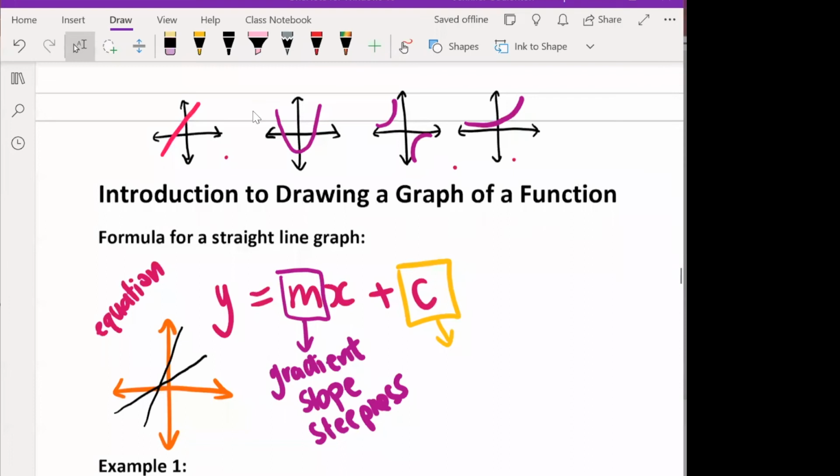Does it stand for intercept? Yes, that's exactly it, the y-intercept.